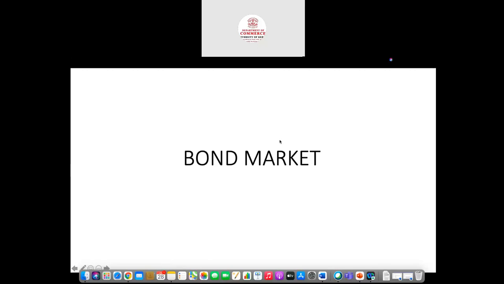So the bond market is one of the important segments of the NSE and BSE market right now. A bond is a debt. So the company has many options to collect money from the public. One of the options we have discussed in the last class, that is through equity shares.